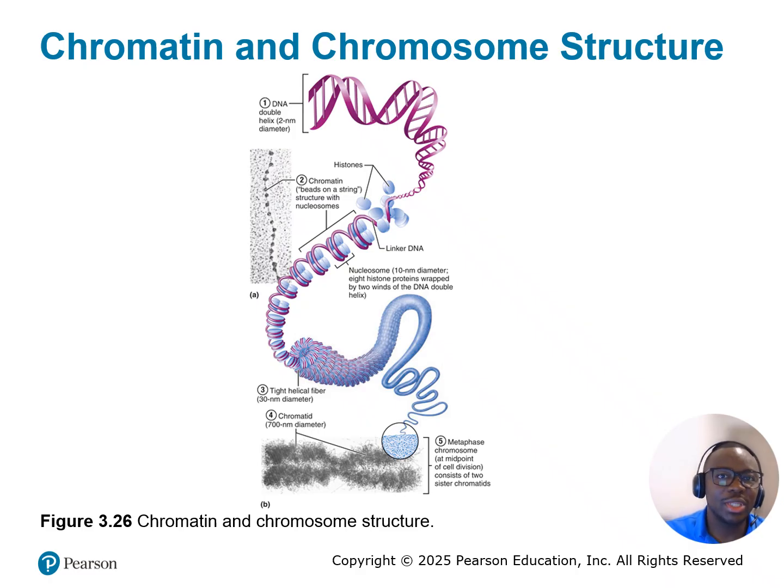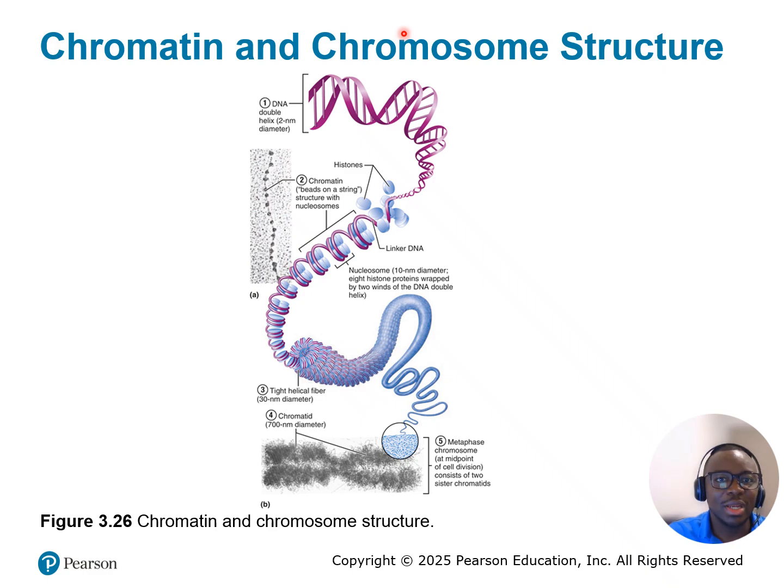This figure shows the increasing levels of structural complexity in chromatin, from the smallest to the most complex. The smallest structure is a DNA double helix with a diameter of approximately 2 nanometers. Histones package and regulate the DNA. A nucleosome consists of 8 histone proteins wrapped by 2 winds of DNA double helix with a diameter of about 10 nanometers.